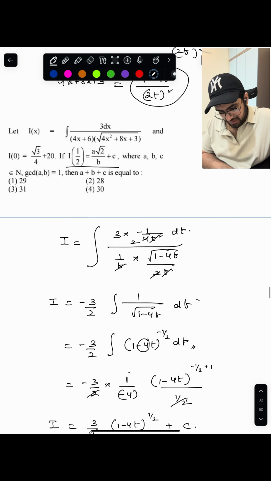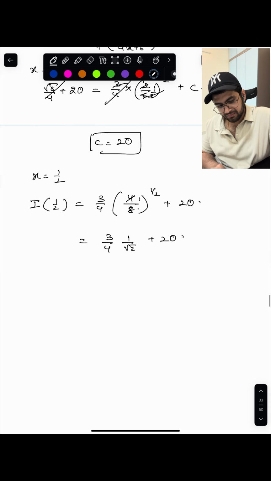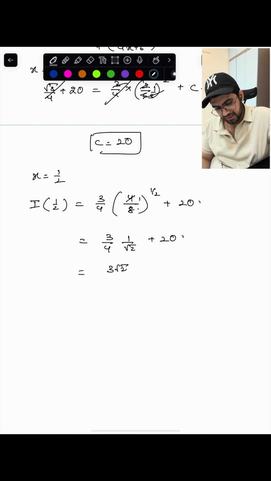Now what is the form here? A root 2 by b. So we need a root 2 by b. So I will multiply this one with root 2 and divide. So what I have: 4 2s are 8 plus 20. So this is I of 1 by 2.